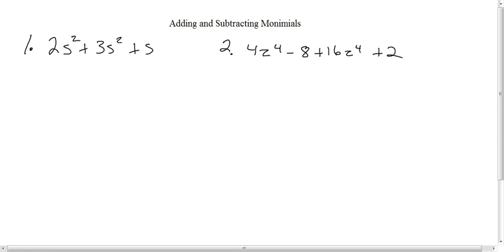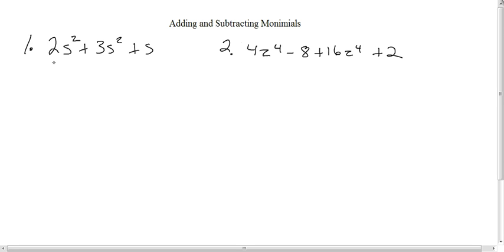Okay, we have the problem 2s squared plus 3s squared plus s. Now, we've already stated that when we add polynomials, one thing we're doing is simply combining like terms. So we have three little steps that we want to briefly run through. The first one says we need to identify the like terms. So here I have s squared and s squared as my like terms. Then it says to rearrange these terms so that the like terms are together.